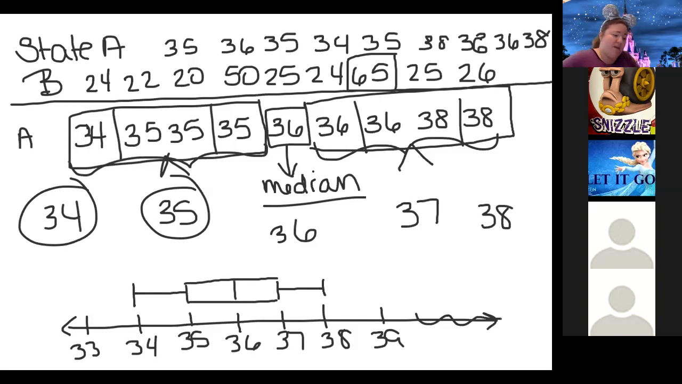So does everybody understand how we created a box and whisker plot? Make sure you do your I don't get it if you don't get it, because we still have some more data to talk about with this.